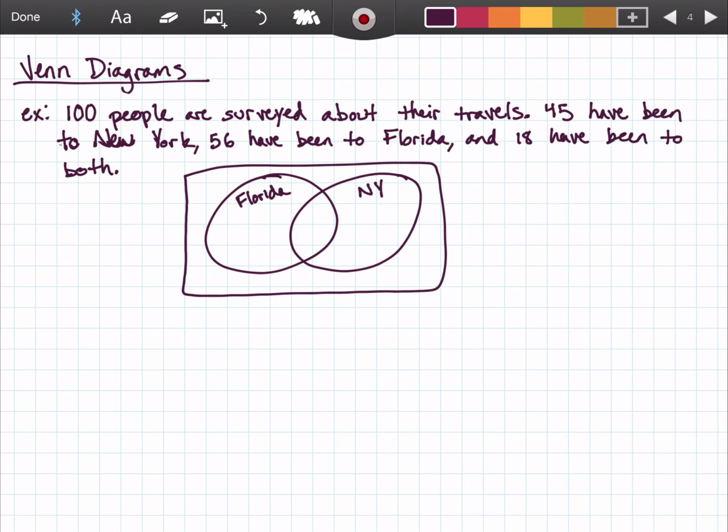And we're just going to start with what we know we can start with. 100 people, 45 to New York, 56 to Florida, 18 have been to both. Hey, that's the overlap. Great. So now I'm going to work backwards from there. I know that 56 have been to Florida, so this 18 has to add with whatever number goes in here to get me the 56. So I'm just going to do some subtraction, and I should get 38. And that gets me 56 to Florida. Well, 45 have been to New York, so I know whatever number comes here has to add with the 18 to get me to 45.